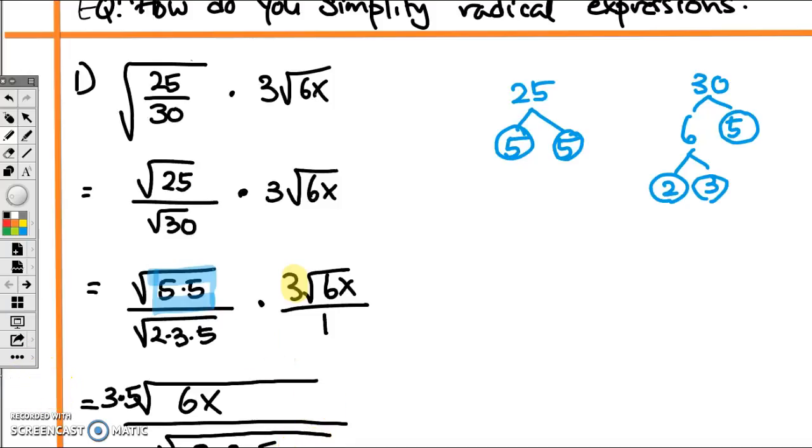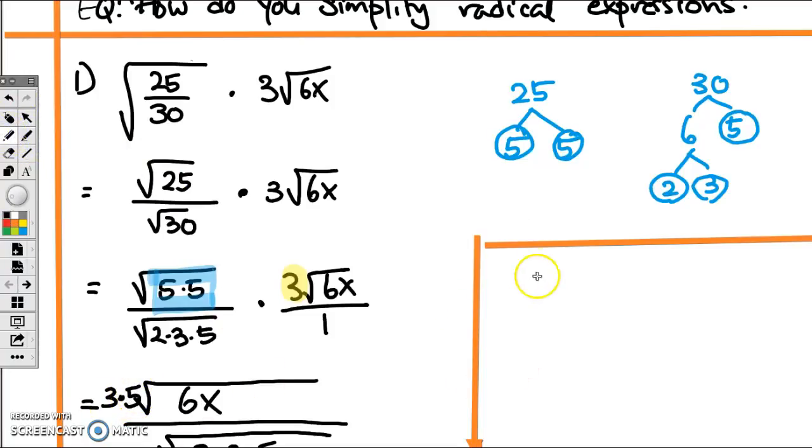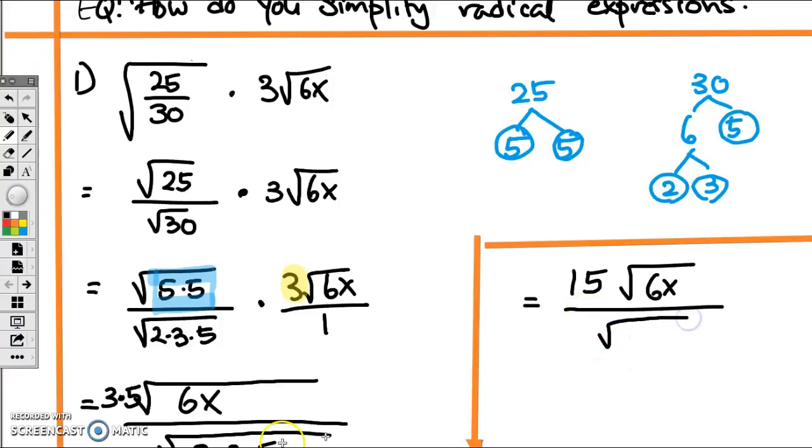I'm supposed to go to the next page, but I'm just going to go ahead and draw a line over here and finish it off right there, okay? So 3 times 5 on the outside is 15. On the inside of the square root, I have 6x. And that is over the square root of 2 times 3 times 5, which is still square root of 30, right?